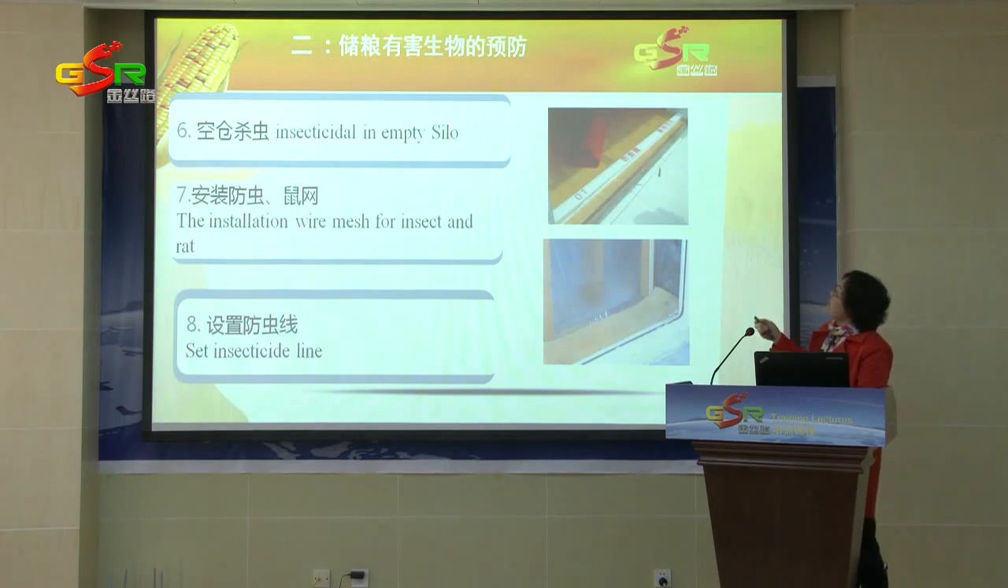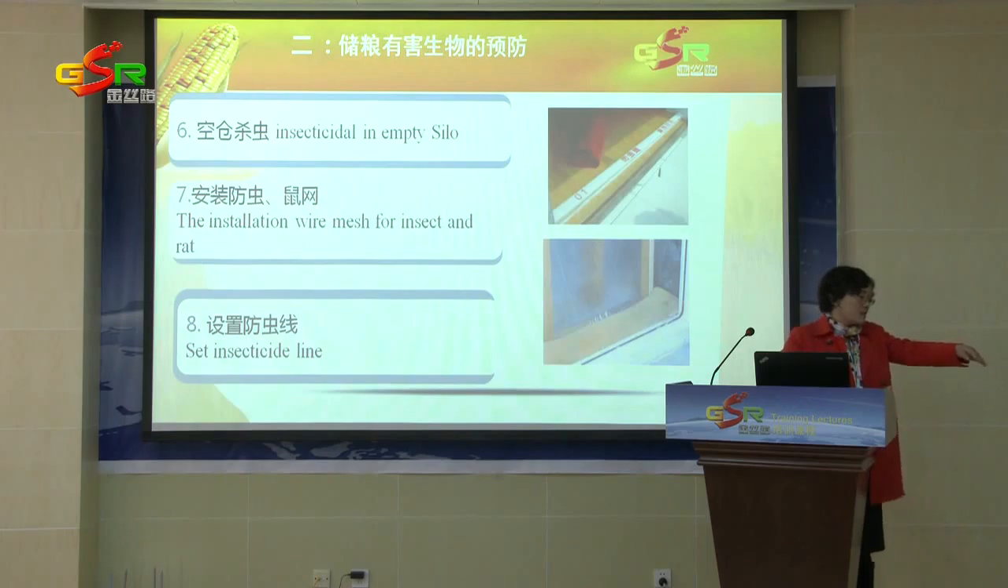Put it here. That means the insects from the outside that want to get in have the insect seed. They can't come in. They can't come in. That means we can put the protection outside the door or outside the windows.